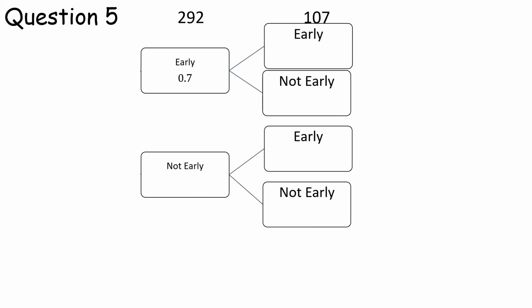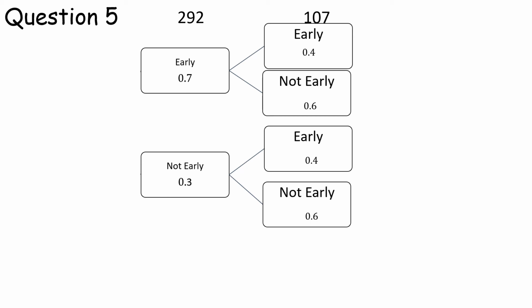Starting with the 292 bus, we know that the probability of it arriving early is 0.7. That means the probability of it not arriving early must be 0.3. It makes no difference to the arrival of the 107 bus whether the 292 is or is not early, so the probability of the 107 being early was given in the question as 0.4, making the probability of the 107 not being early as 0.6.